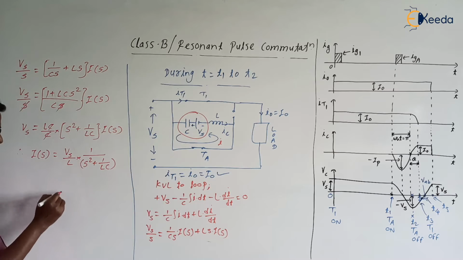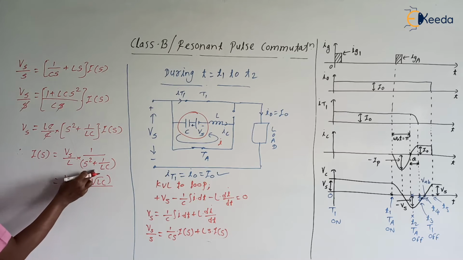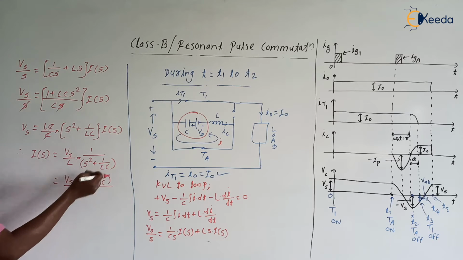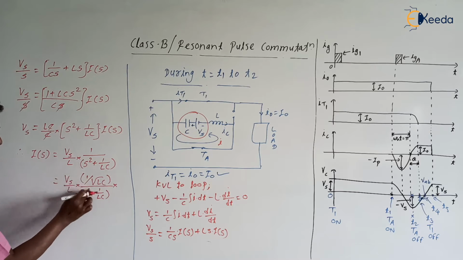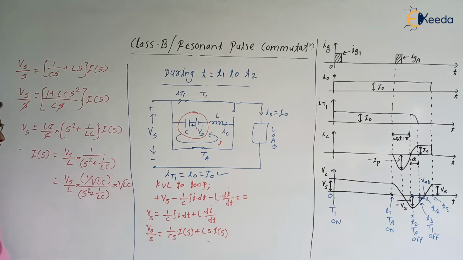Are you getting the point? This can be written as Vs by L into 1 by root LC. I am adjusting the term. I am multiplying and dividing with 1 by root LC, because it is like something upon s square plus something square. So this something is 1 by root LC, so it is s square plus 1 by LC. I have multiplied with 1 by root LC, so I need to divide with 1 by root LC, so it will become root LC.